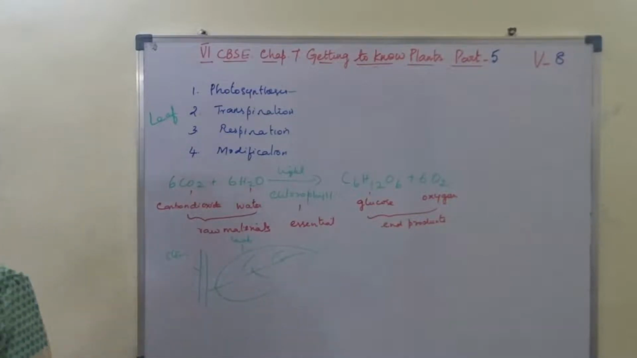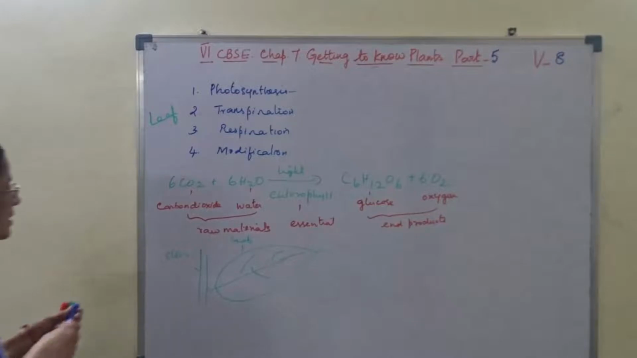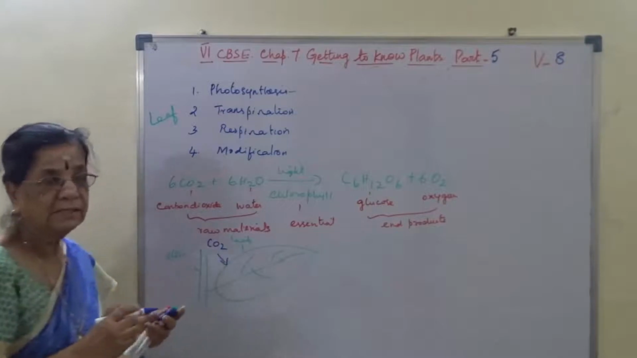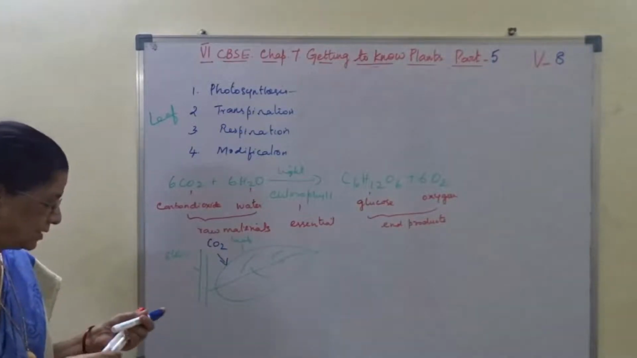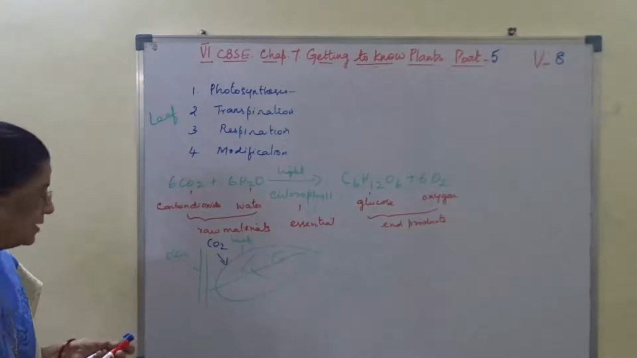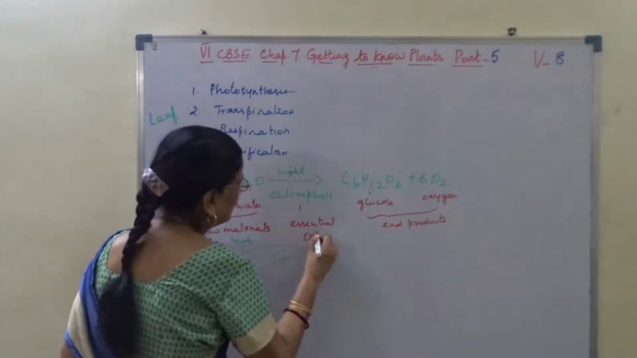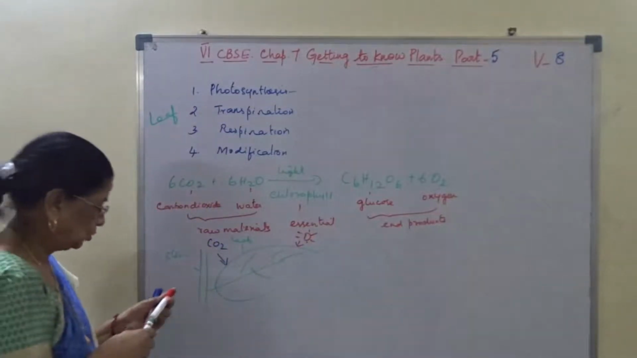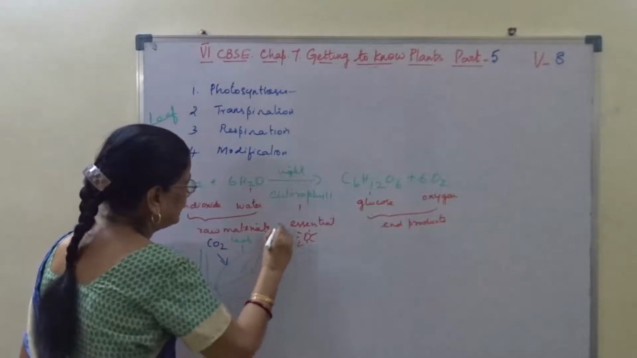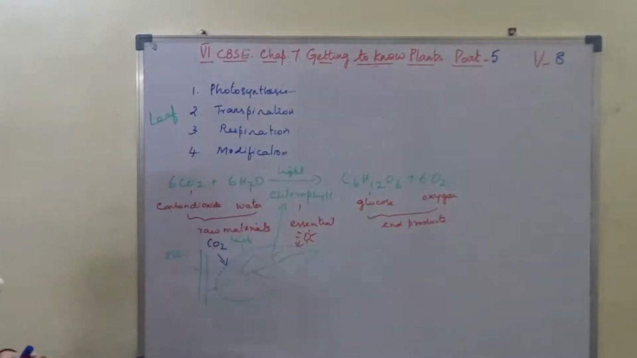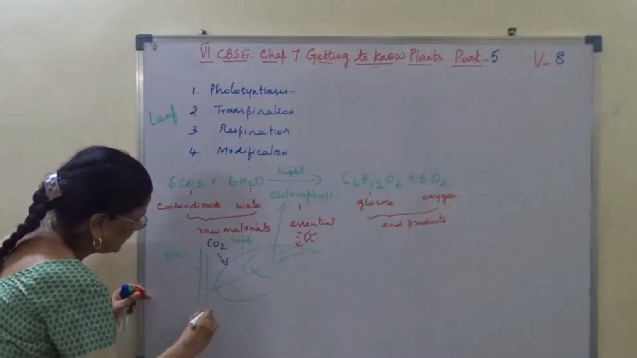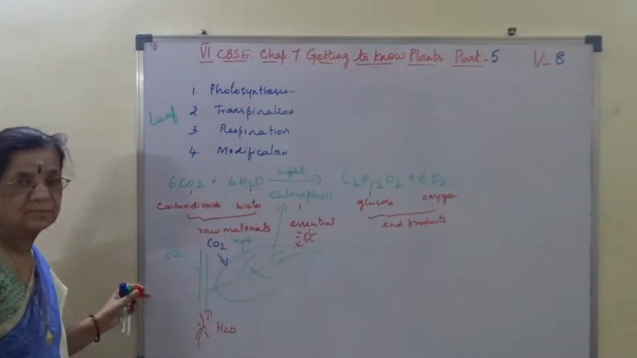Here carbon dioxide from the atmosphere will enter, and then sunlight. This is sunlight. Carbon dioxide, sunlight. Chlorophyll is present in the leaf itself, because it is a green plant. And then water comes from the root system.